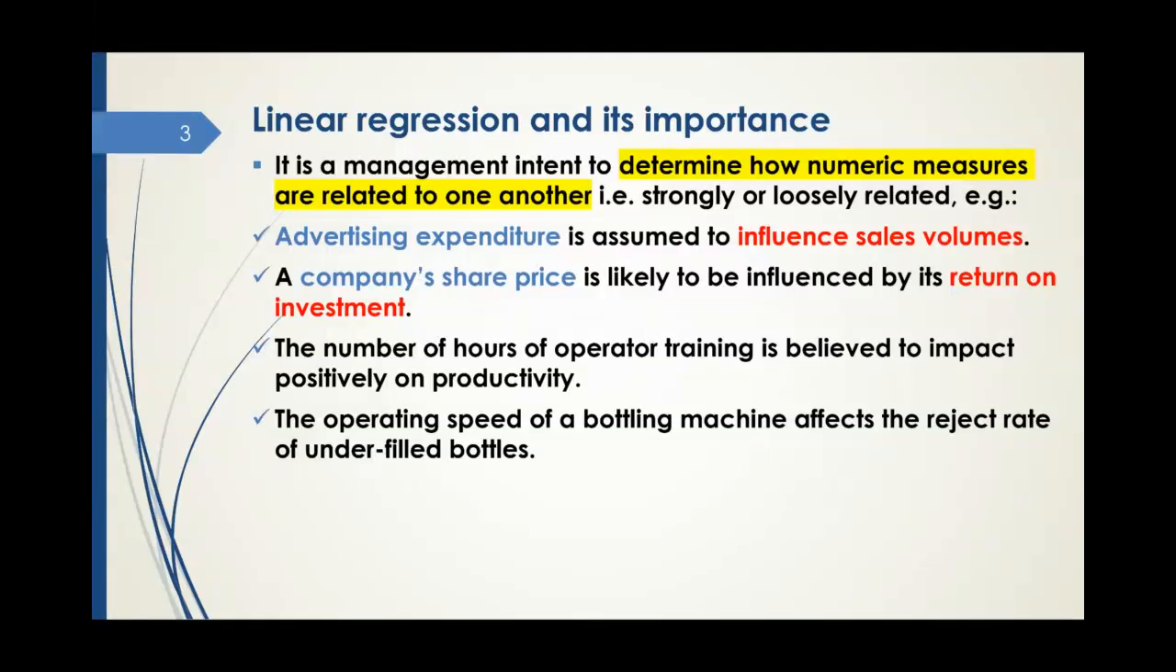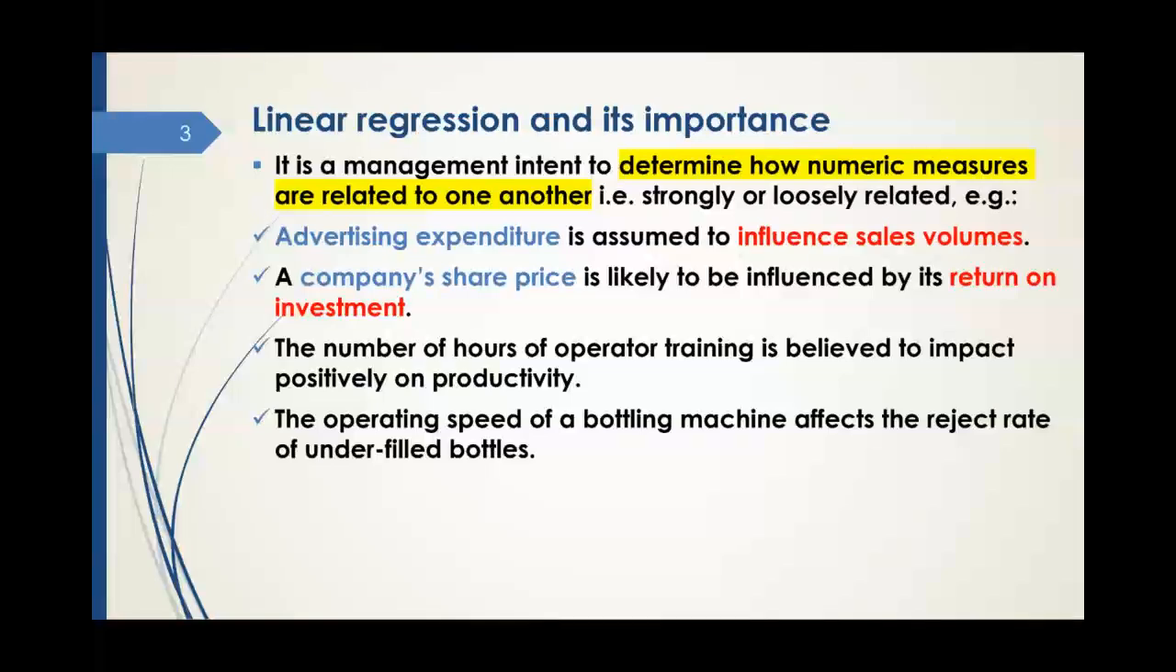Because your sales volumes does not necessarily influence your advertising expenditure. Does that make sense? Okay, but your advertising expenditure is likely to influence your sales volumes. So that's why we call the advertising independent and the sales volumes dependent, okay? Then next example, they've got company share price, okay?